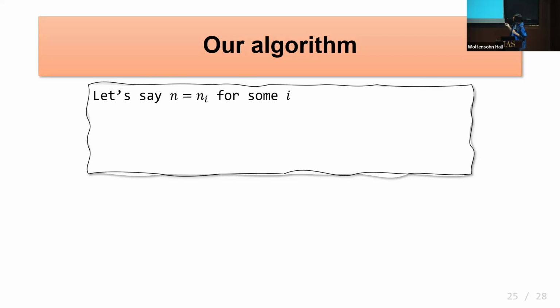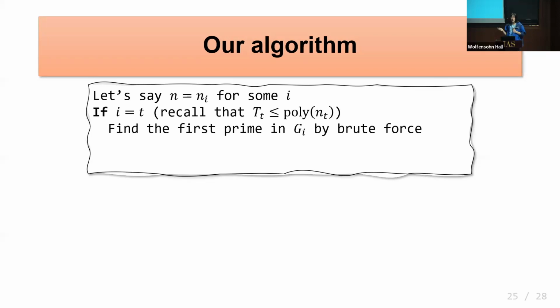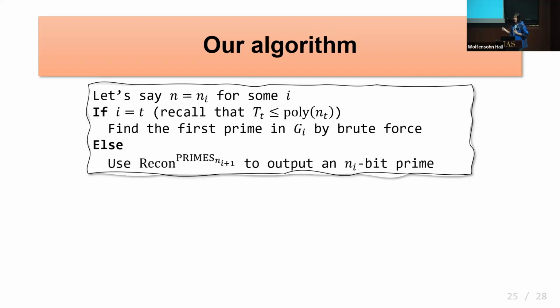So we just focus on some n_i. If i is equal to little t, recall little t is the input length where we have a polynomial size generator, then we can just find the first prime in the generator g_i, which is g_t, by brute force. If i is not equal to little t, then we use n_{i+1} to reconstruct n_i. I have primes on n_{i+1}, which I suspect should avoid the generator, and then we plug primes on n_{i+1} into the reconstruction algorithm of Kanten. This will give you hopefully an n_i-bit prime.